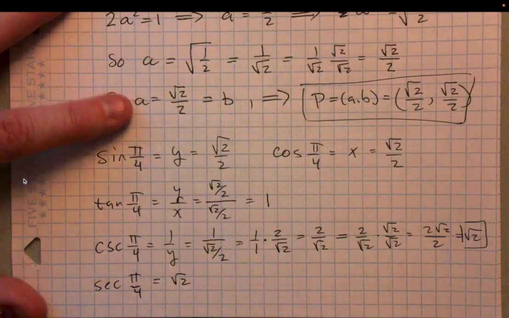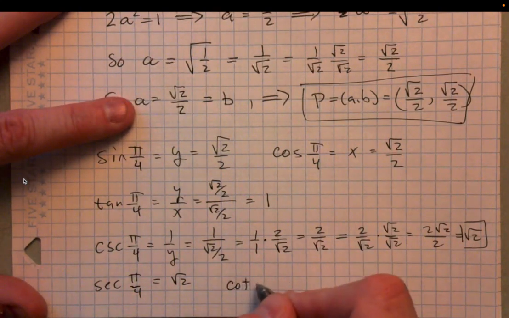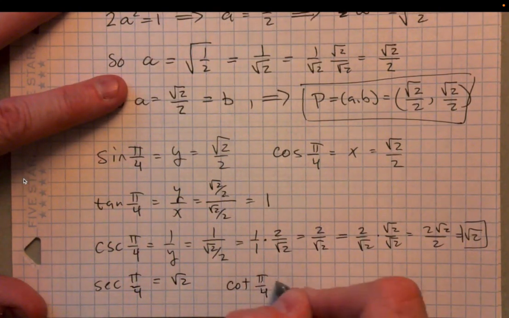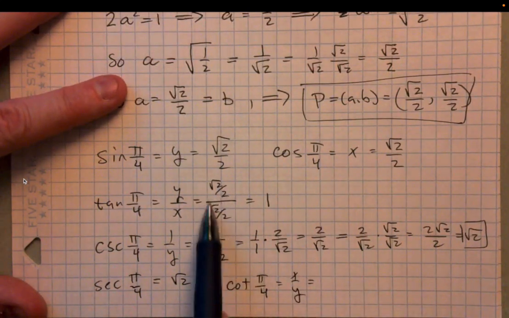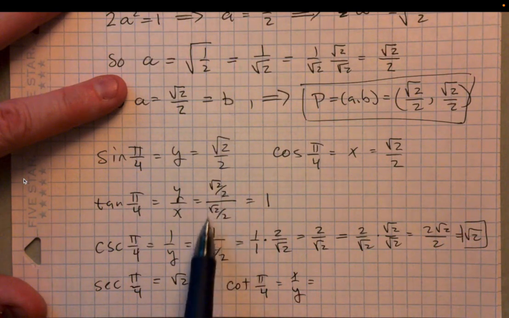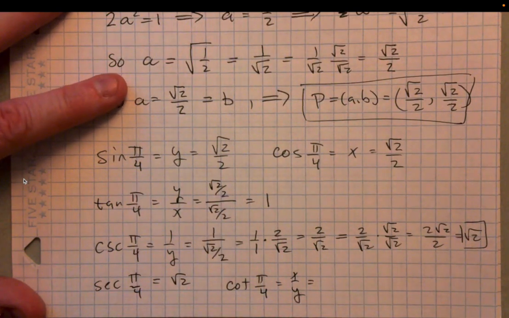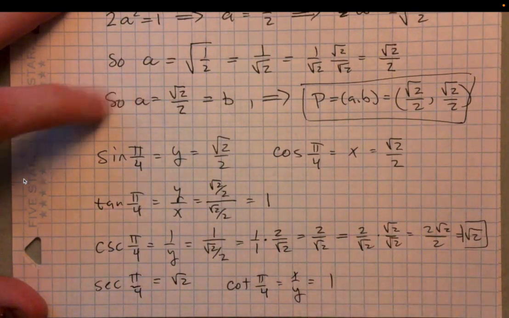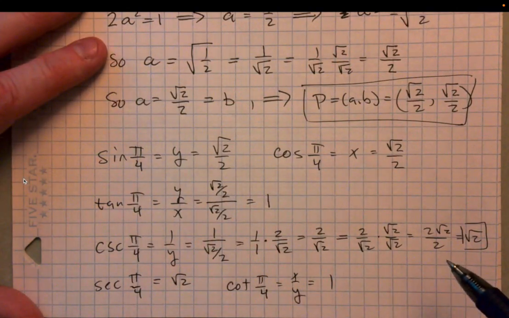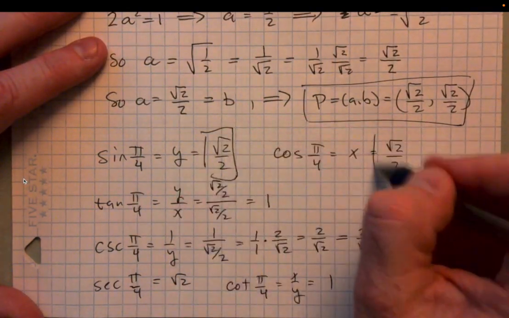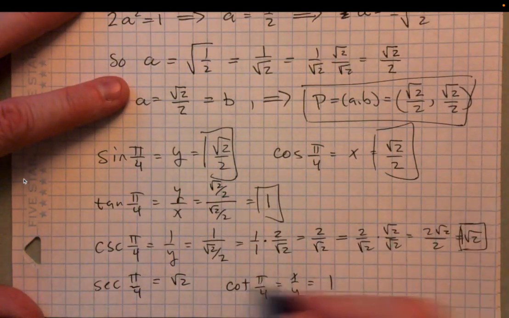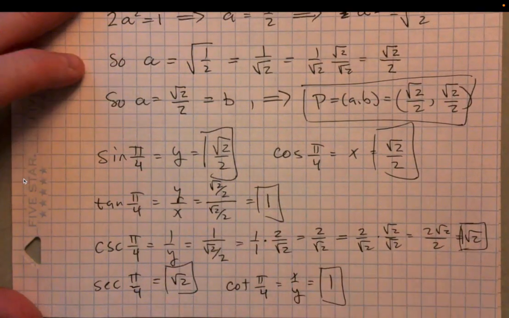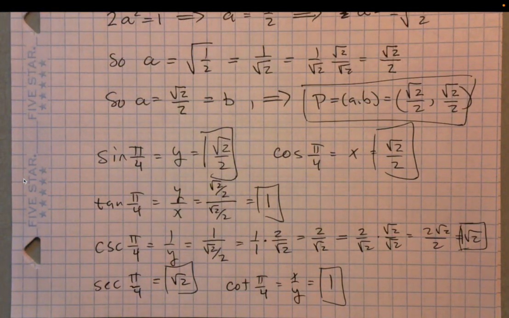And the cotangent of pi over 4 is x over y. It's the same thing as the tangent, isn't it? Square root of 2 over 2 over square root of 2 over 2. So you flip that upside down, it's exactly the same, and so it's 1. And so here we have the 6 trig values for theta equals pi over 4.